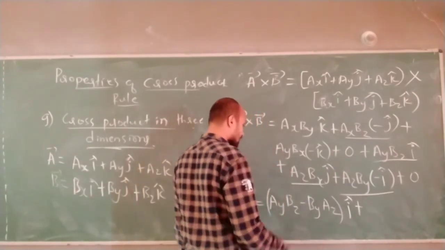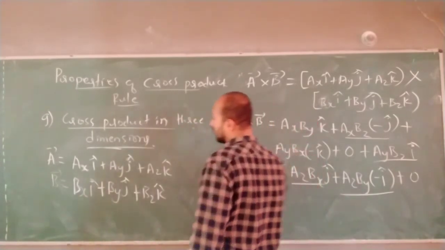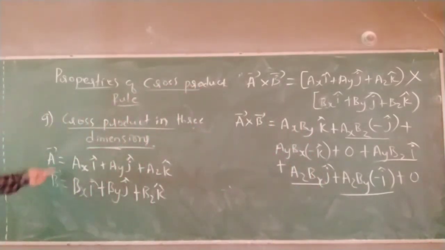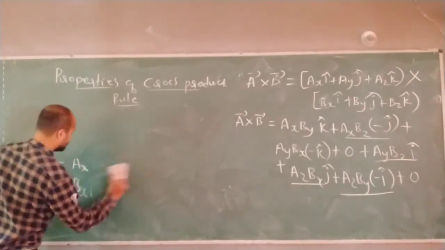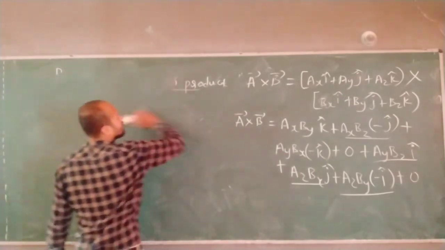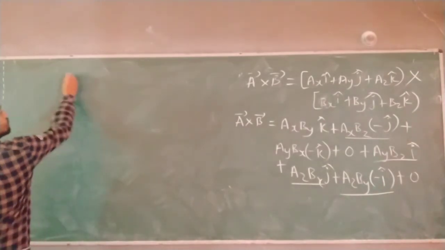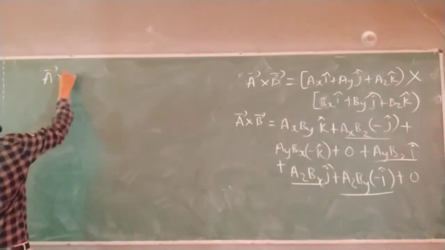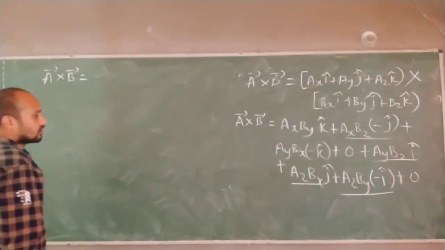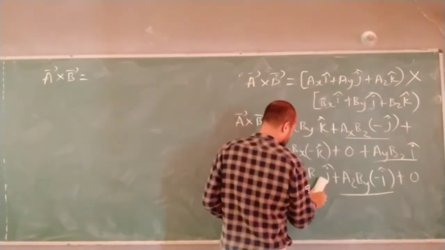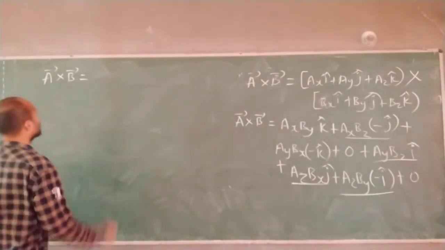az bx. Correct, no? Or wait. Here I cannot write this. I am going to rub this one. Correct, no? I am going to write here. See here, from that I am going to get a cross b. a cross b will be equal to, what is that?